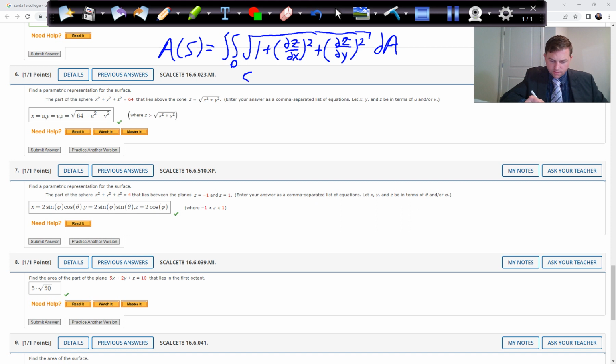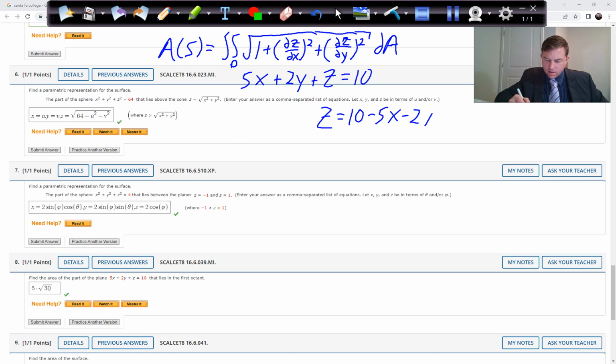So our equation is 5x plus 2y plus z equals 10. And we will subtract everything from the left side. So we'll get z is 10 minus 5x minus 2y. And just from that, we can find dz dx is -5. dz dy would be -2. So partial derivative with respect to these letters, everything goes away except for the -5 and the -2 for x and y respectively. And we'll plug that into this formula.